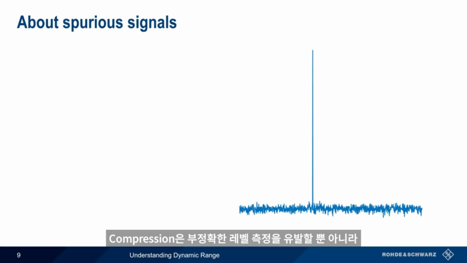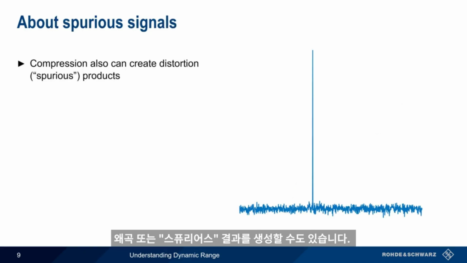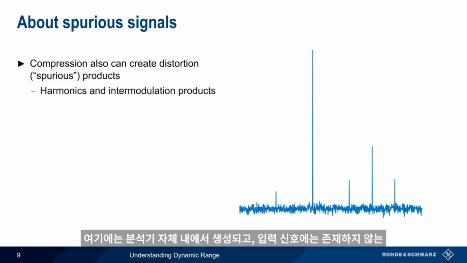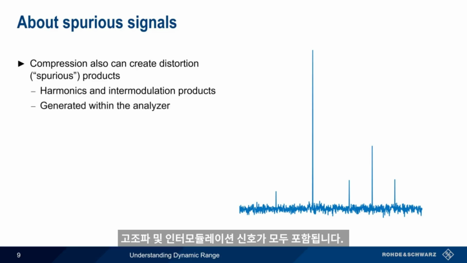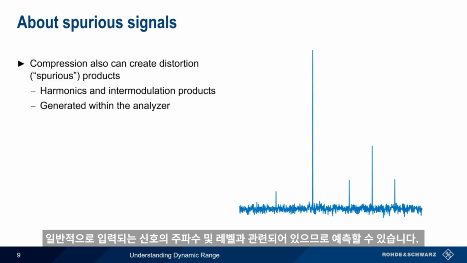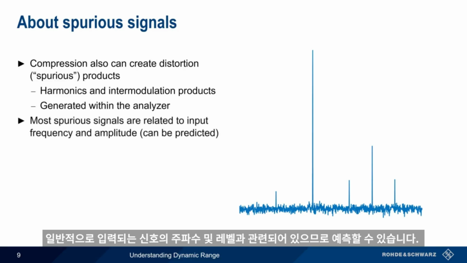In addition to causing inaccurate amplitude measurements, compression can also create distortion or spurious products. These include both harmonics and intermodulation products, which are generated within the analyzer itself, and which are not present in the input signal. The frequencies of both harmonics and intermodulation products are usually related to the frequency and amplitude of the input signal, or signals, and thus can be predicted.